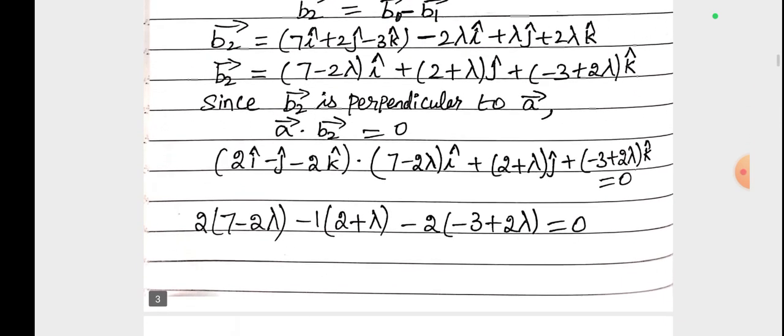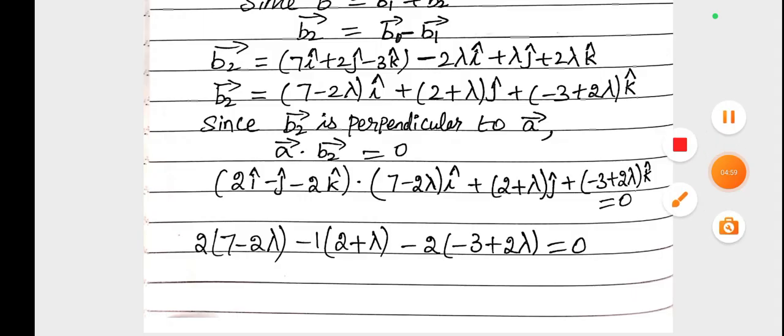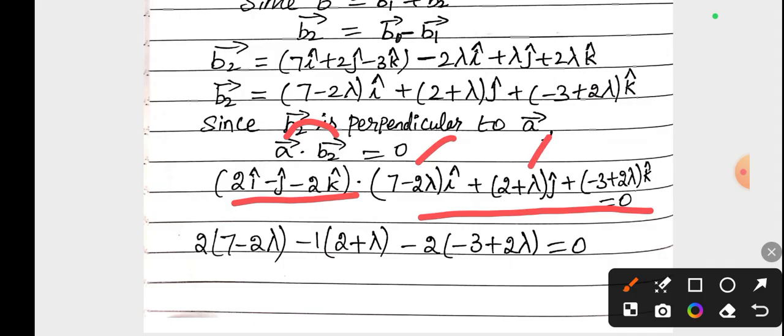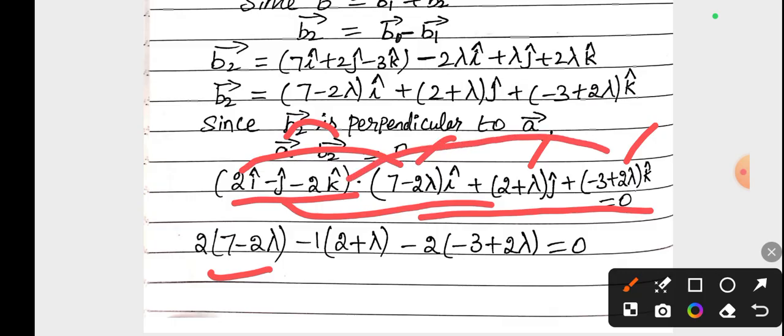Clear? Check. Then B2 vector is perpendicular to A vector. So A vector dot B2 vector equals 0. A vector is 2i cap minus j cap minus 2k cap, dot B2 vector, which is (7 minus 2 lambda) i cap plus (2 plus lambda) j cap plus (minus 3 plus 2 lambda) k cap, equals 0. So 2 and 7 minus 2 lambda multiply, then minus 1 and 2 plus lambda multiply, then minus 2 into minus 3 plus 2 lambda multiply.